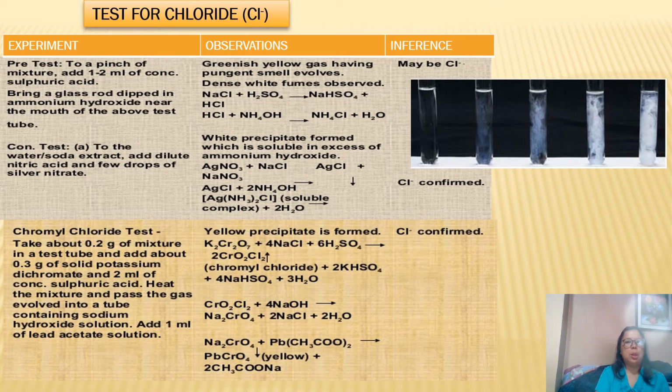A confirmatory test is the addition of silver nitrate. If you remember our first slide, the formation of a white precipitate claims that it contains chlorine, or it could contain silver, or it could contain sodium. So we have also the famous chromyl chloride test for chlorine. A yellow precipitate is formed. So this is a series of tests or additions of chemicals to confirm whether chlorine is present.